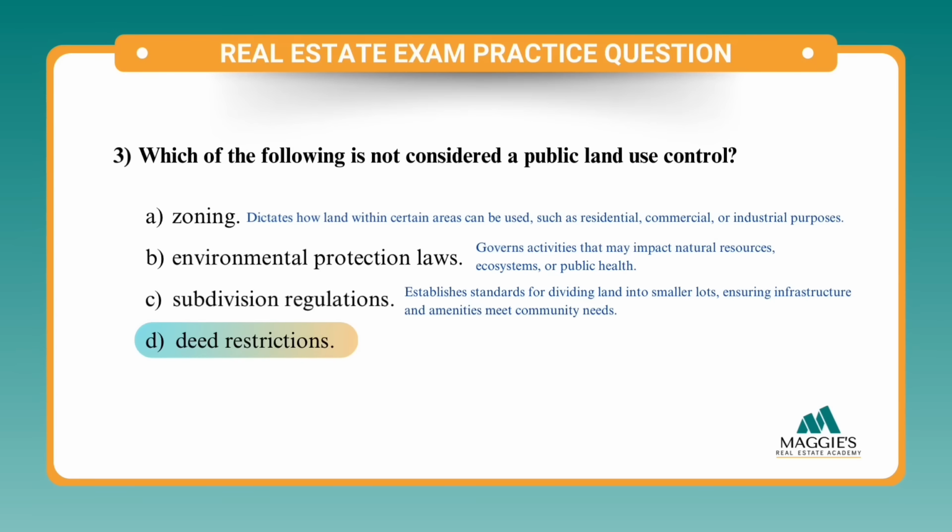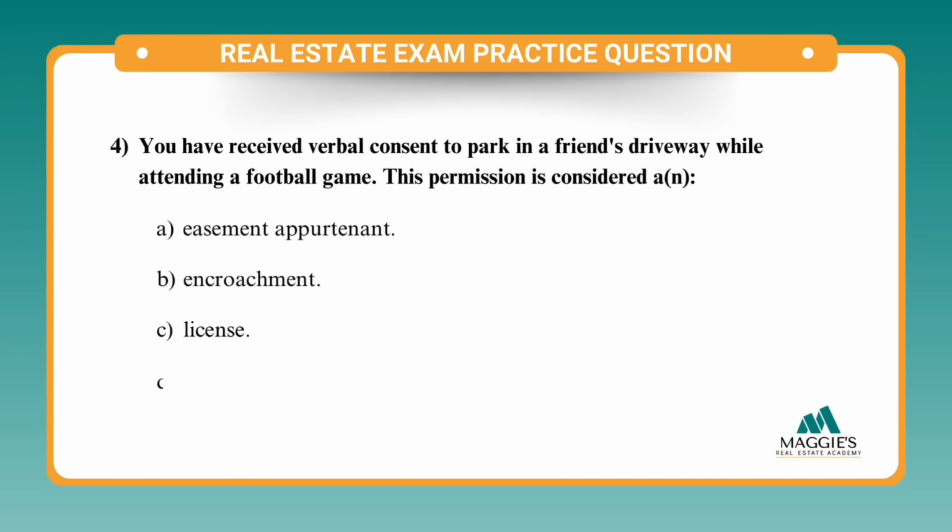On the other hand, deed restrictions, also known as restrictive covenants, are private agreements imposed by property owners or developers. Number 4. You have received verbal consent to park in a friend's driveway while attending a football game. This permission is considered an A, easement appurtenant, B, an encroachment, C, a license, or D, literal right.